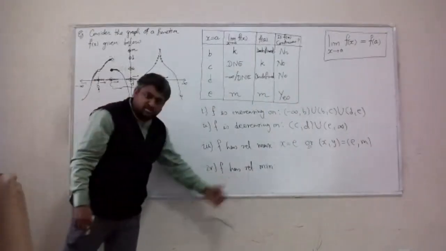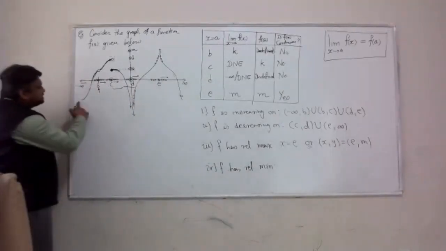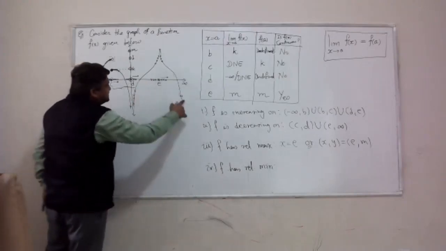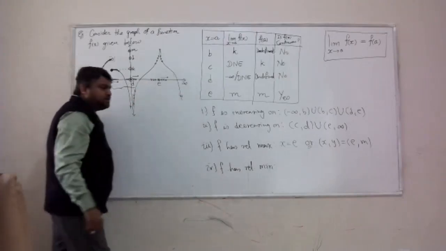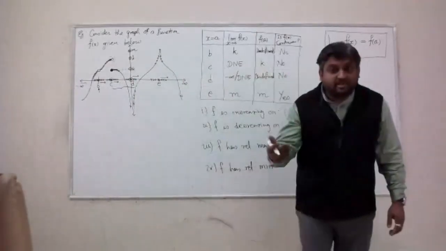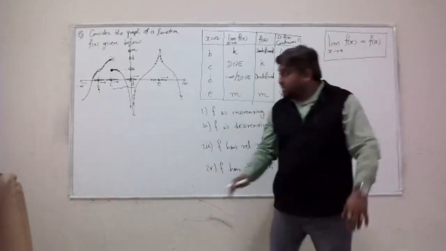Do we have a relative minimum in this graph? Right, we can check quickly. Looks like this end is going towards negative infinity. These two are going towards negative infinity. This is going towards negative infinity. Remember, relative extrema, they are numbers. They are not symbols.